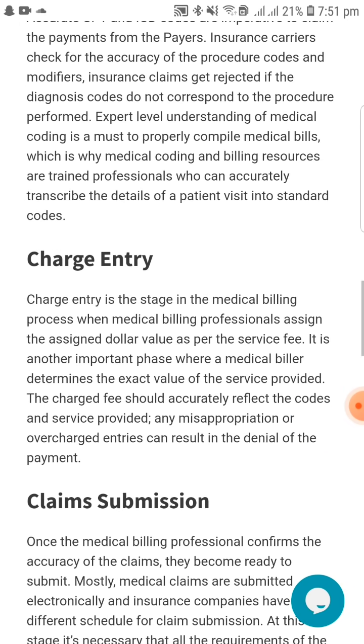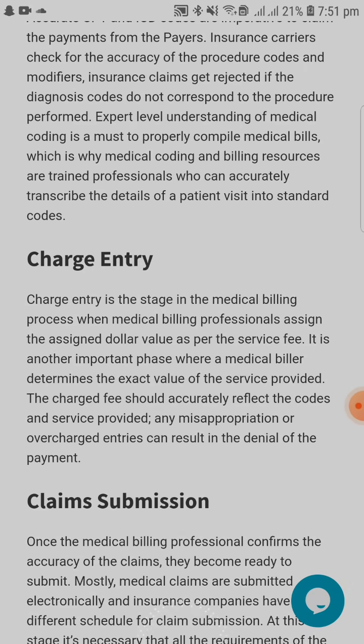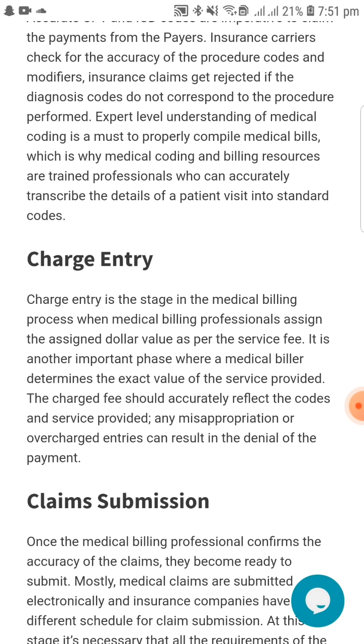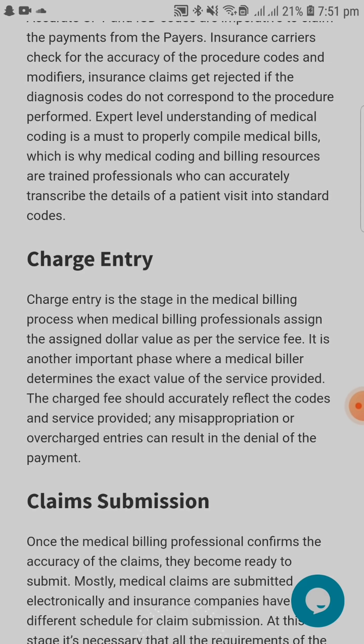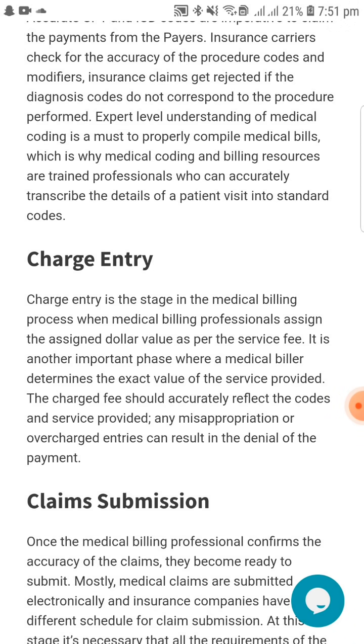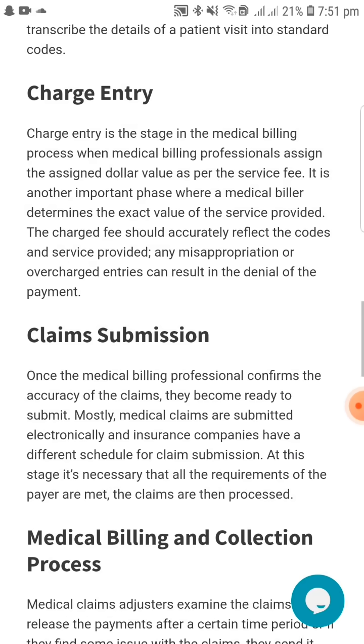Charge entry. Charge entry is the stage in the medical billing process when medical billing professionals assign the dollar value as per the service fee. It is another important phase where a medical biller determines the exact value of the service provided. The charge fee should accurately reflect the codes and service provided. Misappropriation or overcharge entries can result in the denial of the payment.